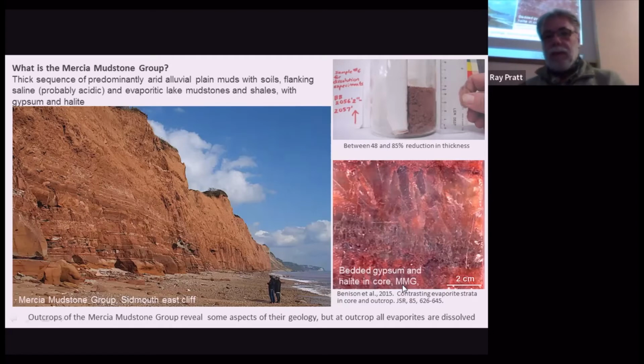In the top right-hand corner of this slide is an experiment done by Kathy Benison and some of her co-workers, and there's a reference down at the bottom. She compared outcrop sequences with core from some places in the USA, and she put cores of halite sequences into beakers and dissolved the halite. And in those experiments, somewhere between 50% and 85% of the sediment was simply lost in dissolution. So we can speculate that in these evaporitic sequences in the Mercia Mudstone Group, large amounts of the sediment have actually just gone by dissolution at outcrop. So what we see at outcrop isn't the whole story.